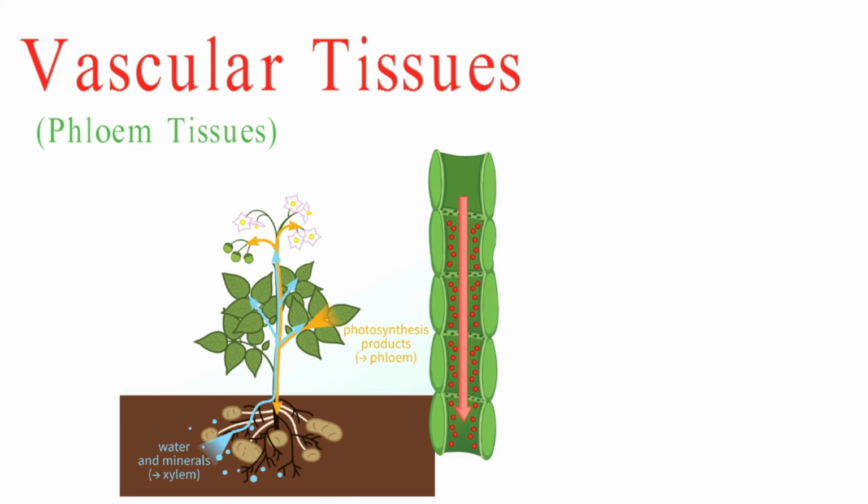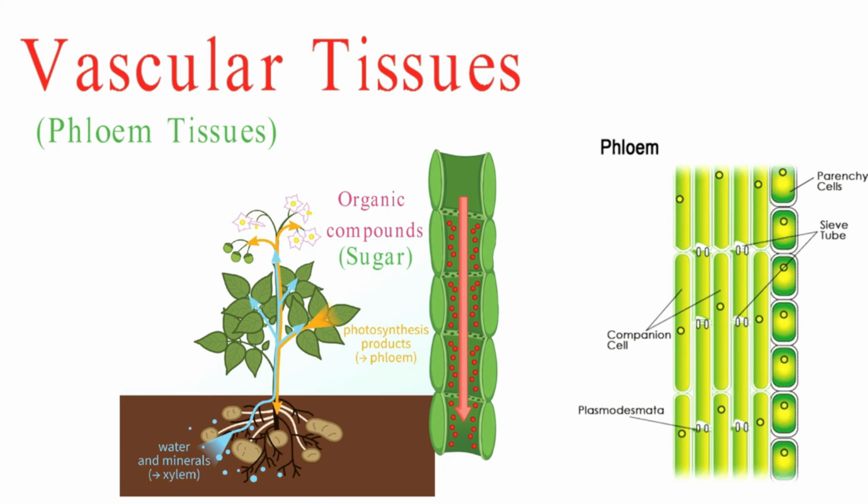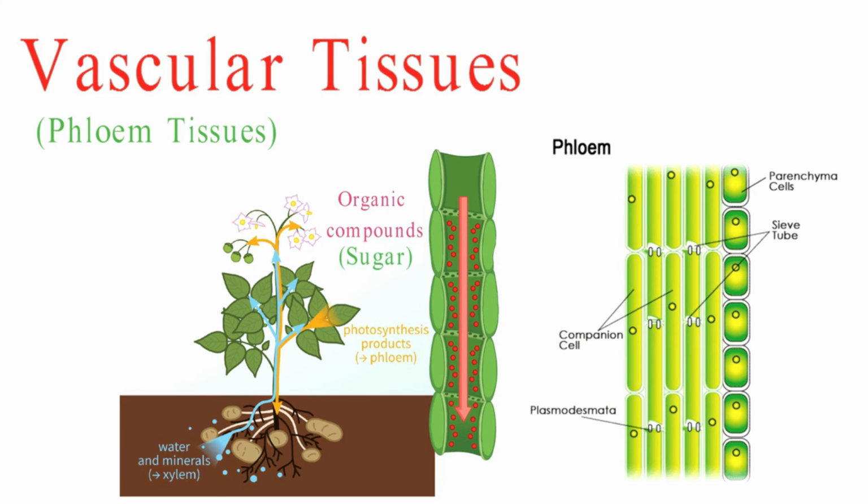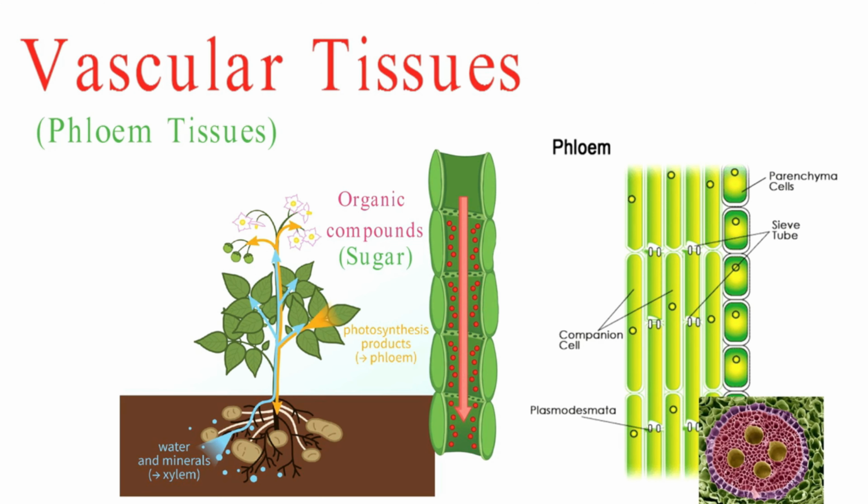Phloem is responsible for transporting organic compounds, primarily sugars, from the leaves to other parts of the plant. While xylem cells are typically dead at maturity, phloem cells in vascular bundles remain alive. They maintain their metabolic activity to support the movement of sugars throughout the plant, akin to a living transportation system.